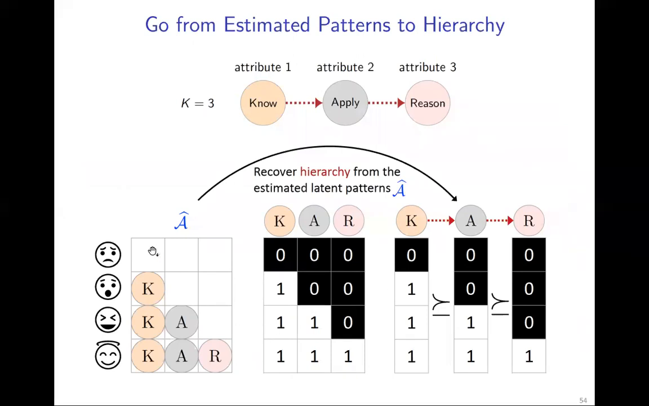So this is still a toy example to illustrate this idea. Suppose our estimation approach outputs these 4 latent patterns as significant patterns. Then this is indeed a binary matrix, and we can examine the partial order between the columns of this matrix. For example, here the column corresponding to knowing is element-wise greater than or equal to the column corresponding to applying, which implies that knowing is actually a more basic skill, and there is a prerequisite relation from knowing to applying. Based on this rationale, these 4 patterns would indicate the linear hierarchy among the skills.